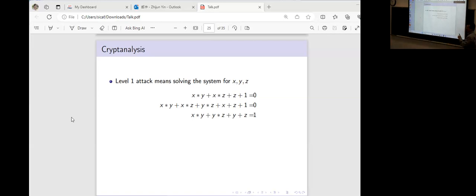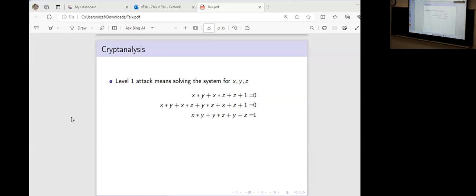But solving this one, it's nonlinear, right? So for linear equations, the linear algebra knowledge, we cannot use anymore. We cannot solve the equation system using the matrix method. It does not work. We have some quadratic terms there. But we have a similar approach we call the XL algorithm, which we will point out later. So that's a level 1 attack.